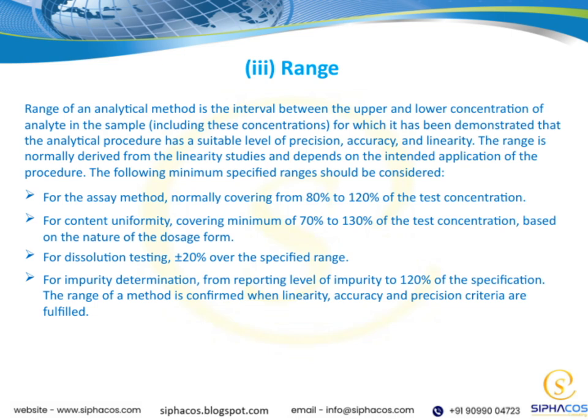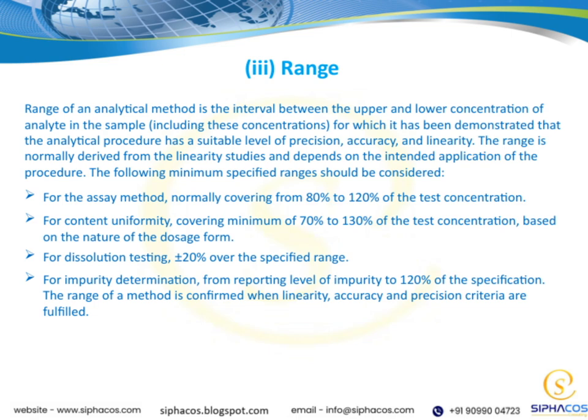Typically, we determine this range through linearity studies, and it depends on what we intend to do with the method. For example, in assay methods, the usual range covers from 80% to 120% of the test concentration. So, if you're testing a drug, your method should be reliable within that span. For content uniformity, the range is broader, generally from 70% to 130%, which makes sense because uniformity testing might involve more variability depending on the dosage form.